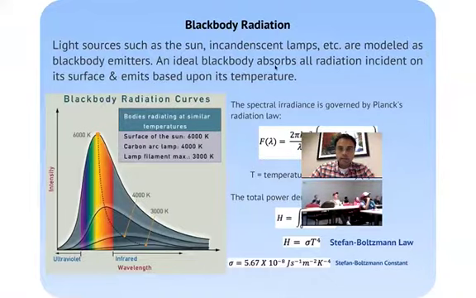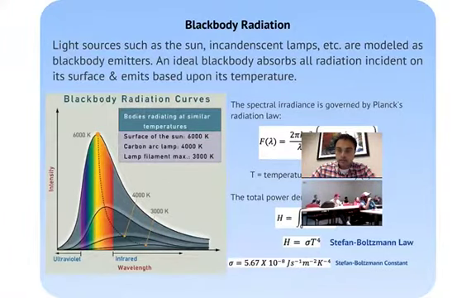An ideal blackbody absorbs all radiation incident on its surface and emits based upon its temperature. You've probably seen this in your high school physics. You have blackbody radiation curves where you plot intensity as a function of wavelength, which is the same as what you saw before. You see curves which look like that. Each of these different curves represents a different temperature of the blackbody: 6,000 Kelvin, 4,000 Kelvin, 3,000 Kelvin, and so on.